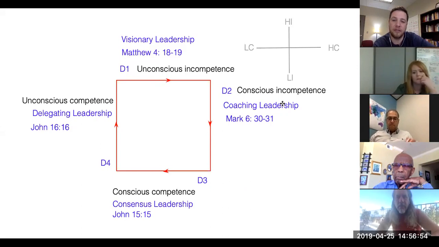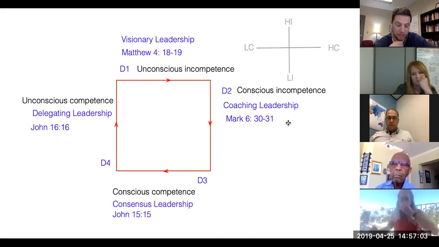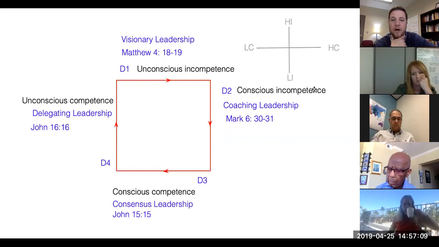So in the second stage, conscious incompetency, people are becoming aware that they can't do it. Jesus is trying to get the disciples away. He's investing in them. Don't be afraid, little flock. The Father's pleased to give you the kingdom. What you're trying to do is this: people have got themselves into a hole, and you're trying to get down into the pit with them, but you've got to make sure you bring a ladder.